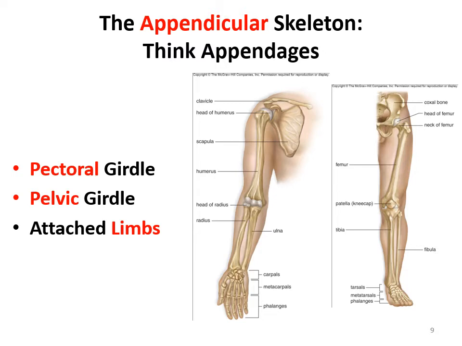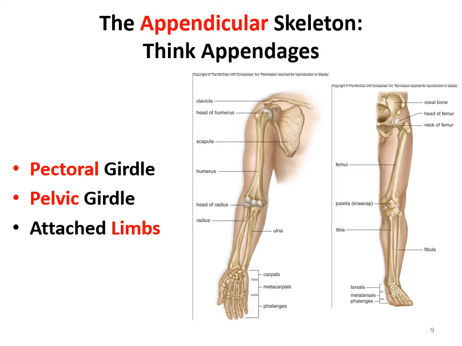So your pectoral girdle, the purpose of that part of the appendicular skeleton is to support your arms and hands because, again, your pecs are up there where your arms and hands are in your chest region. Your pelvic girdle, think of your pelvis, that's supporting your legs and your feet, so your lower extremities. And then the attached limbs themselves are part of your appendicular skeleton. So that means your arms and legs.